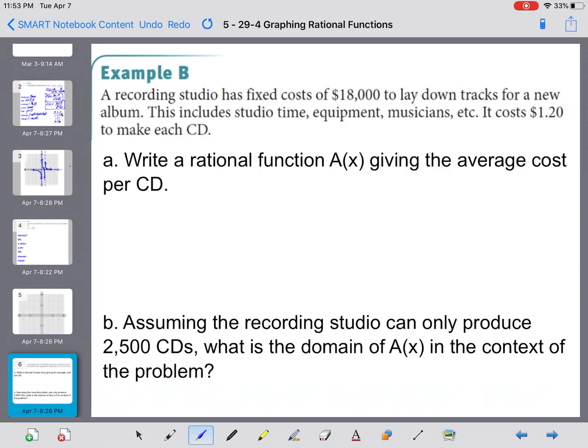So it says the recording studio has fixed costs of $18,000 to lay down tracks for a new album. This includes studio time, equipment, musicians, etc. It costs $1.20 to make each CD. All right. So we want to write a rational function, A of x, giving the average cost per CD.